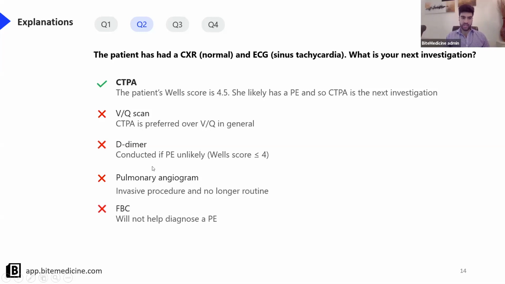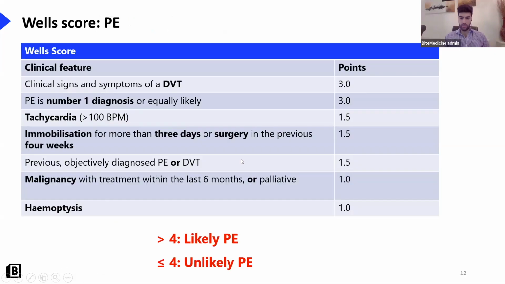Just going back to the Wells score. So her score was 4.5 because the PE is a number one diagnosis. So she scores 3 for that, and she scores 1.5 because she's tachycardic. So her score is 4.5.